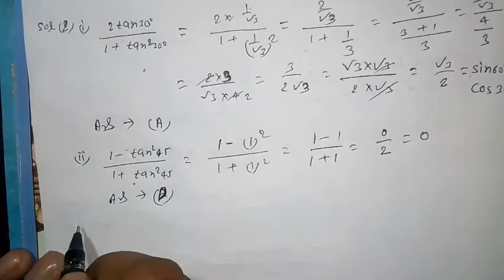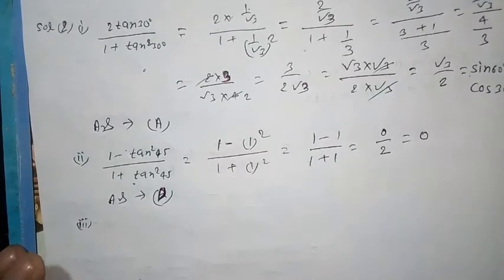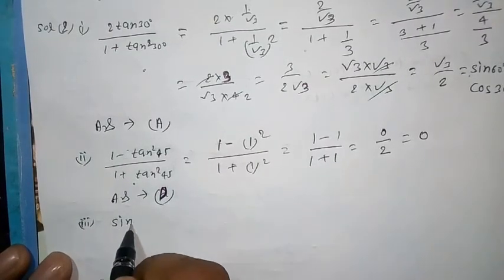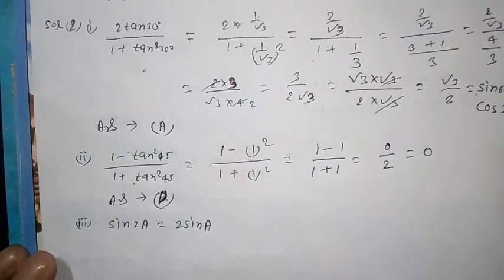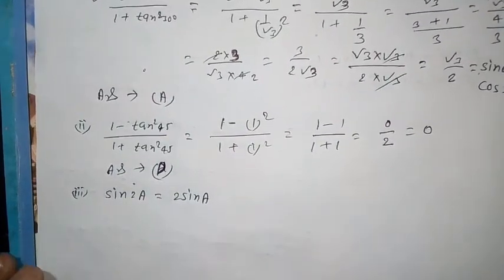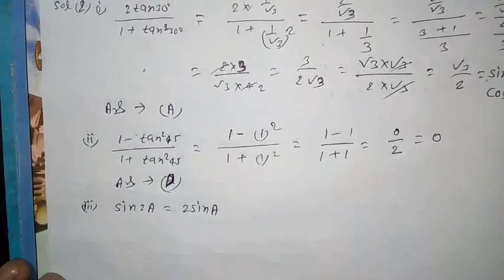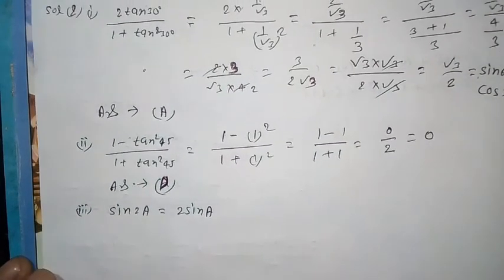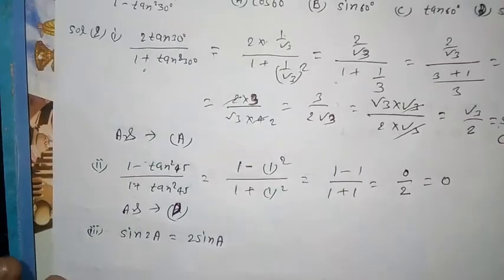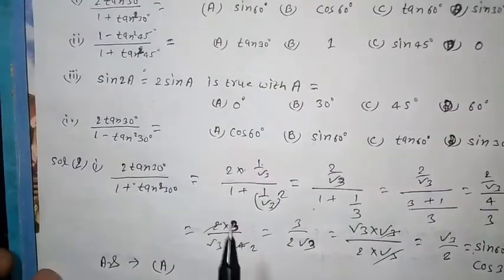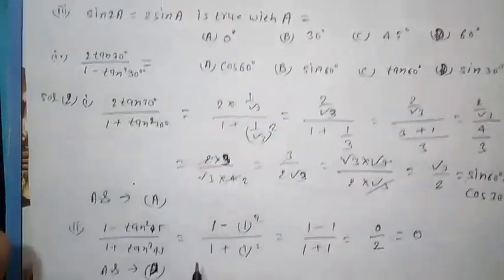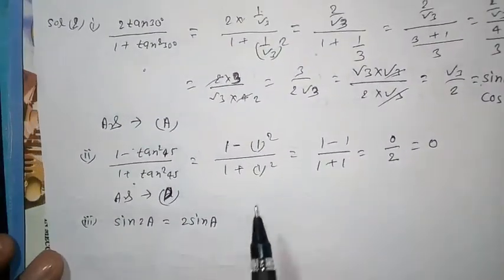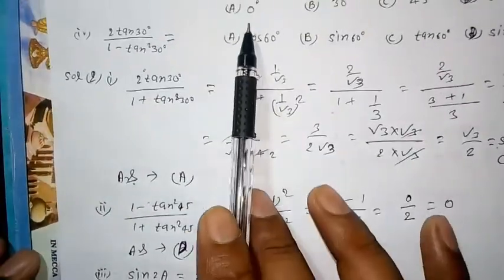Question number 3. sin 2A is equal to 2 sin A. Now I put 0, 30, 45 and 60 in this question, as the value of A.